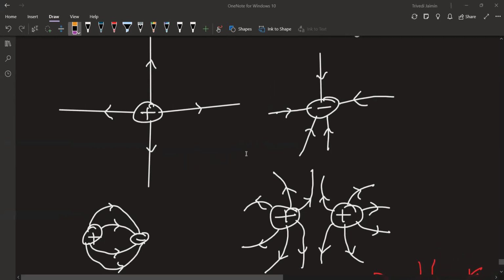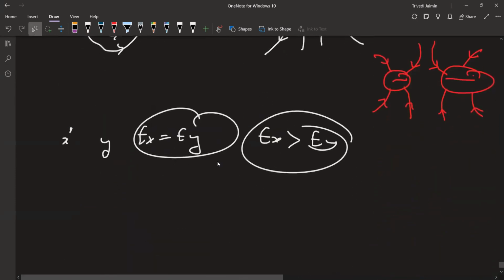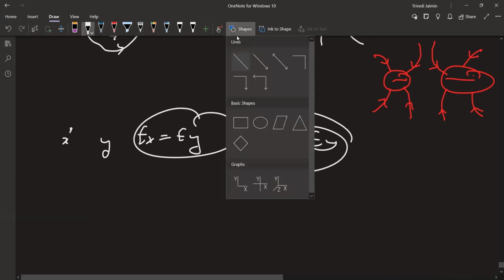Then I want to go for electric dipole. Okay, how do we look at this one? Ex equals Ey. Take 2 points, X and Y. Ex equal to Ey, and Ex greater than Ey. Take it. Then let's draw.